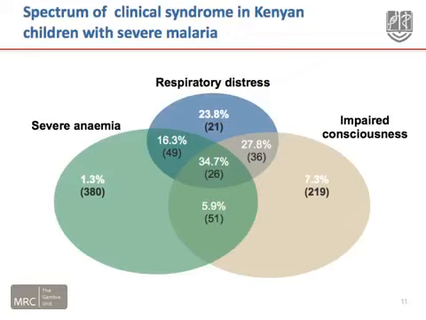For example, malaria with anemia without any other complication had the lowest mortality in this study, 1.3%. If a patient presents with all the three syndromes, that is severe anemia, impaired consciousness, and respiratory distress, the mortality was very high. In this group of children, it was 34.7%.